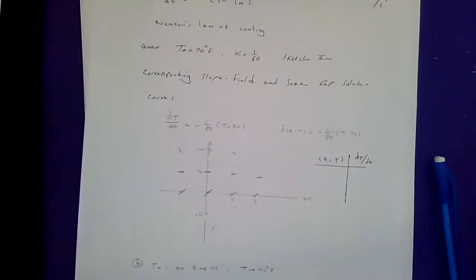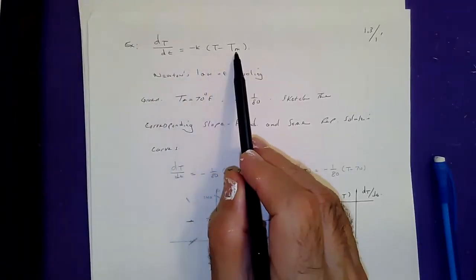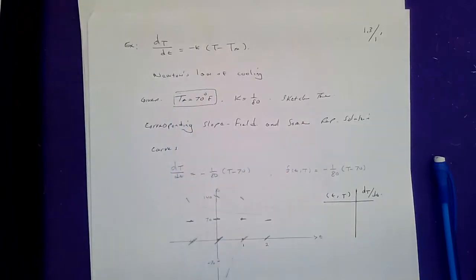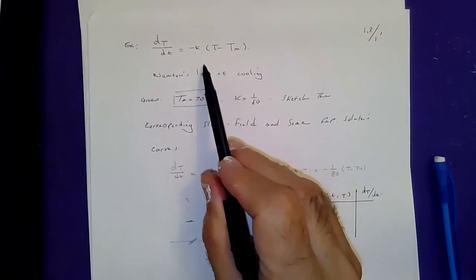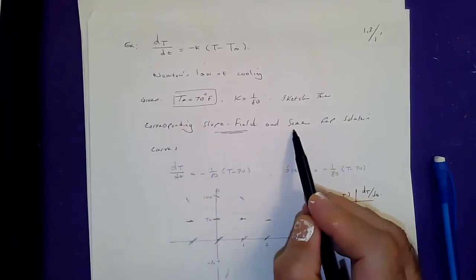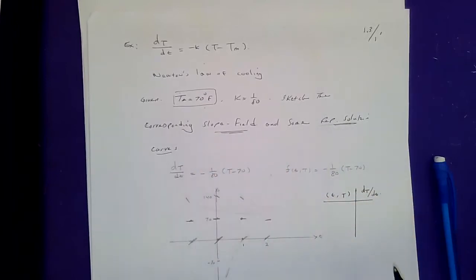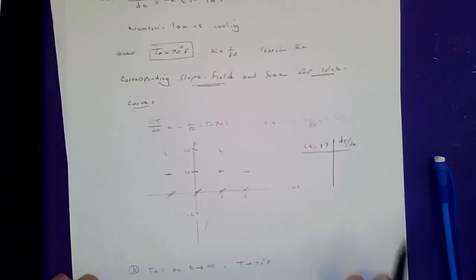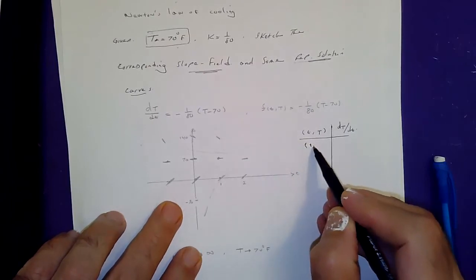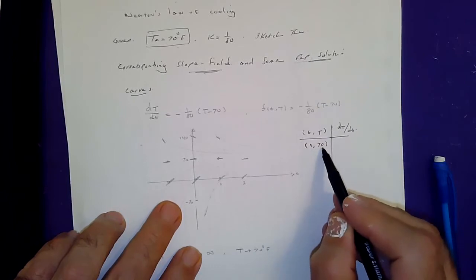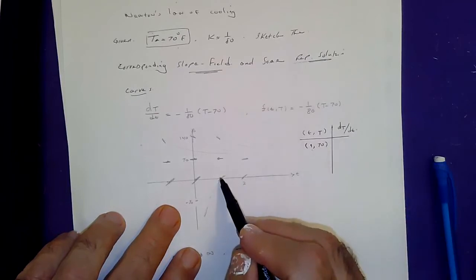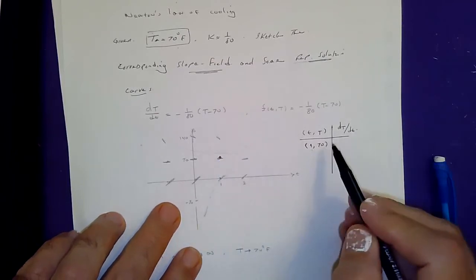One of the famous equations is Newton's law of cooling. Remember this guy? So the question is, if Tm, which is the temperature of the surrounding, is 70 degrees, and k, the constant, is 1/80, can you sketch the corresponding slope field and some representative solution curves? So once again, you select some random points, like let's say t equal to 1. And remember, lowercase t is the time, capital T is the temperature. Right about here, I'd like to know what the slope is.